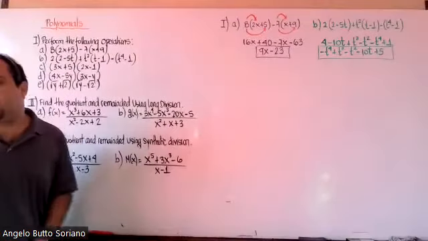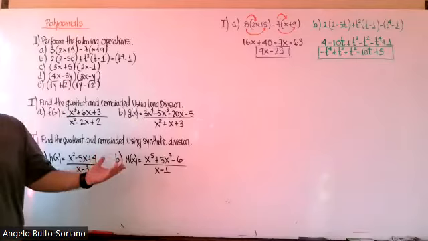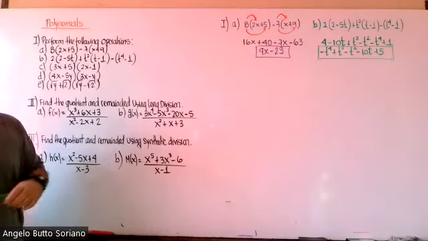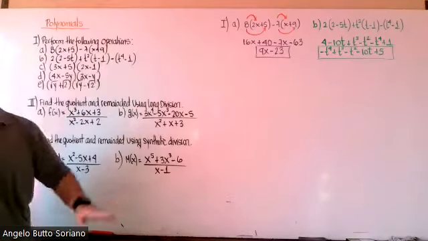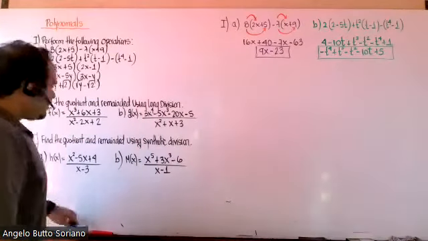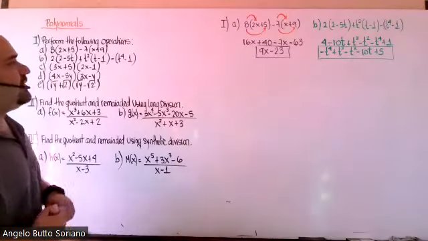Remember, always when you write the final answer, please write it in decreasing canonical order, from the highest power to the smallest power. Okay, let's do the letter C.